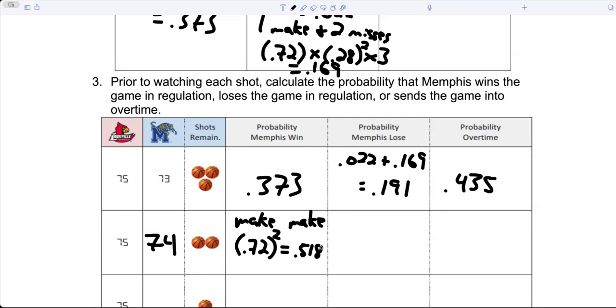What's the probability that they lose? He would have to miss the first and miss the second. So that would be 0.28 raised to the second power. And that probability is like, I got 0.079.